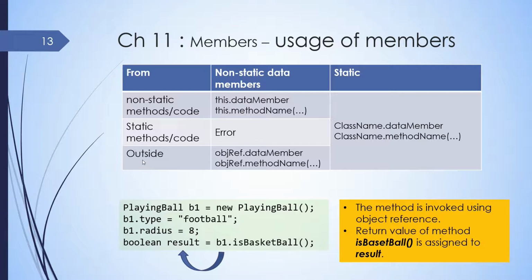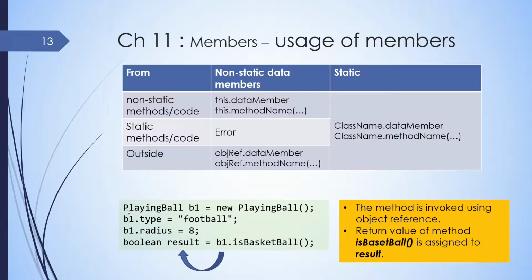Now, what about the case where we want to access the non-static data members from outside? When you say outside, that means outside of your class. In this case, we have to create an object of that particular class and use object reference dot data member, or object reference dot method name if it is a method, with appropriate arguments. To access the static members from outside, you'll use the same convention: class name dot data member and class name dot method name. So here is an example.